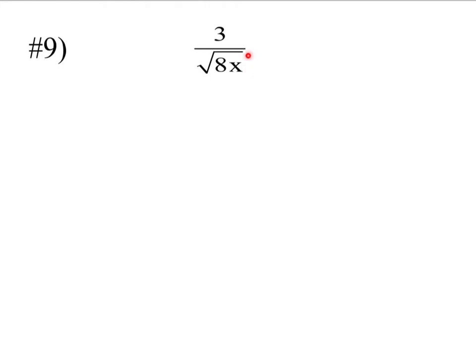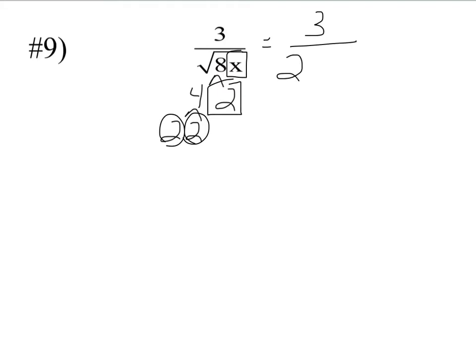Okay, so we have a radical in our denominator, so we need to rationalize our denominator. Now, the first thing you need to do is simplify anything that you can. I can simplify this 8. 8 is 4 times 2, and 4 is 2 times 2. Because my index is 2, I need something to repeat twice in order to bring it out front. So this is 1, 2, and then I have a 2 left over and an x left over. So this is going to become 3 over 2 square root of 2x. I brought a 2 out front, and I left a 2 and an x inside.